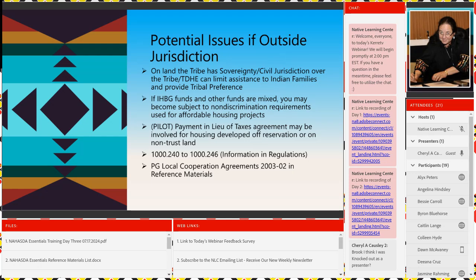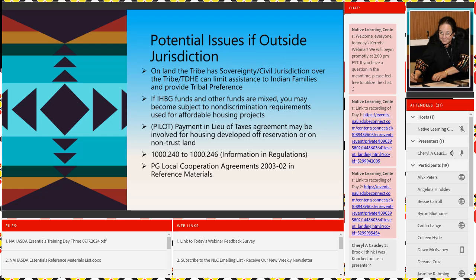You will also have to become aware of a PILOT, a payment in lieu of taxes. We are not allowed to pay taxes with NAHASDA funds, okay? You have to put forth an agreement, get the township or wherever you're building involved, for housing developed off a reservation or on non-trust land. You have to ensure that you can get ambulance service and fire service and water and things like that. And you're not allowed to pay the taxes to them.